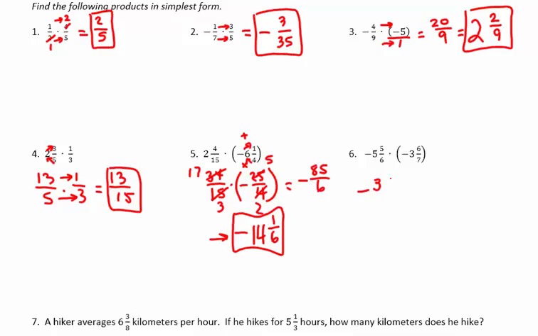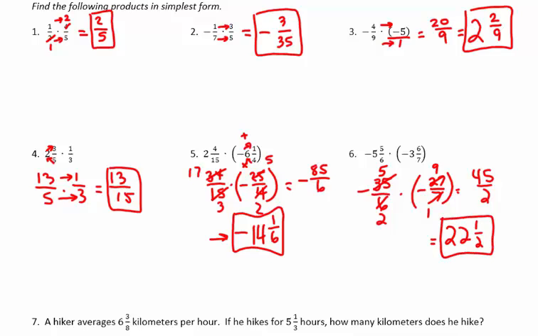Number 6, we change those into improper fractions. That's negative 35 over 6 times negative 27 over 7. I can reduce the 7 and the 35 by 7. The 6 and 27 I can reduce by 3. I multiply across, so the signs are the same. The answer is going to be positive 45 over 2, which is 22 and 1/2. So hopefully this is coming back to you. It makes it a little easier.